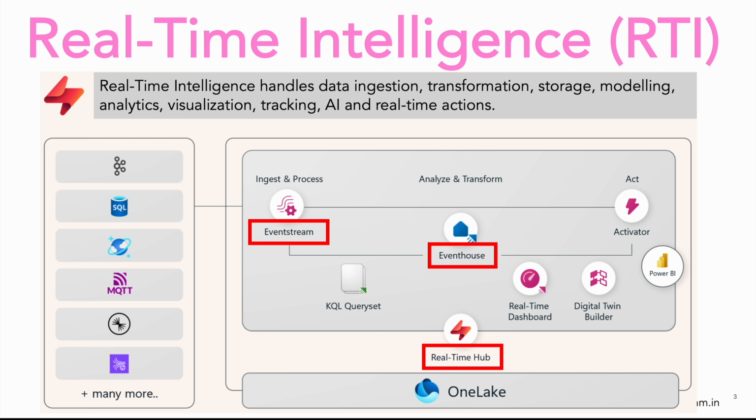Then you have Eventhouse, which contains something called KQL databases, or Kusto Query Language databases, or Kusto database, which is Microsoft's NoSQL database for real-time data ingestion. And we can use a KQL queryset or run KQL queries to create a real-time dashboard. There's a component of Real-Time Dashboard also. There's something called Digital Twin Builder and then Activator. All of these are components of real-time intelligence. So let us go ahead and dive deeper into each one of these components.